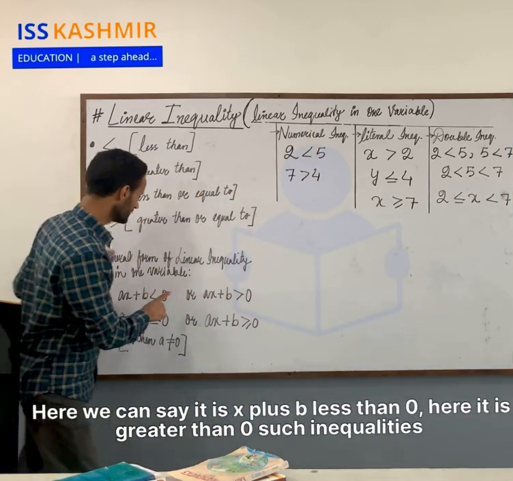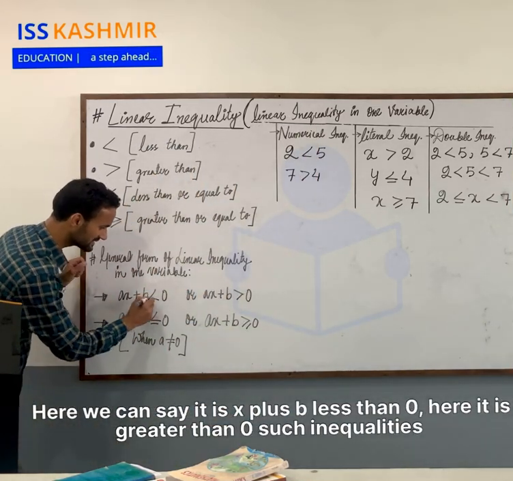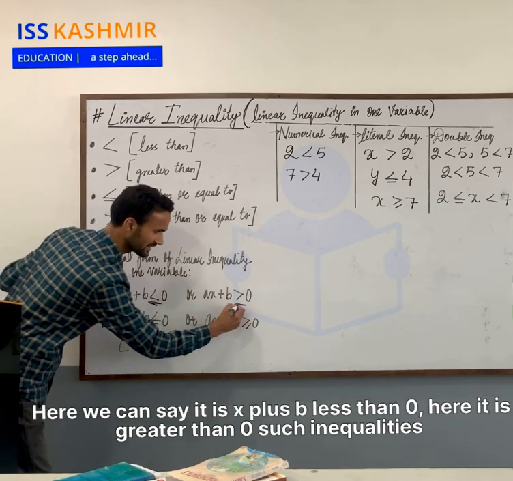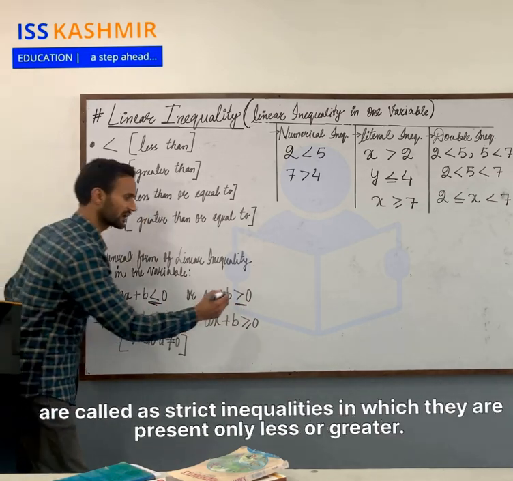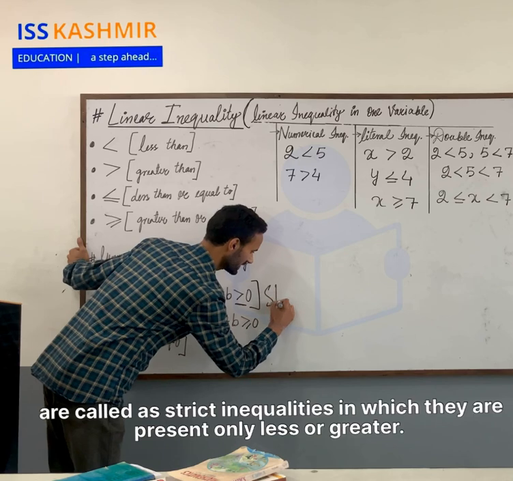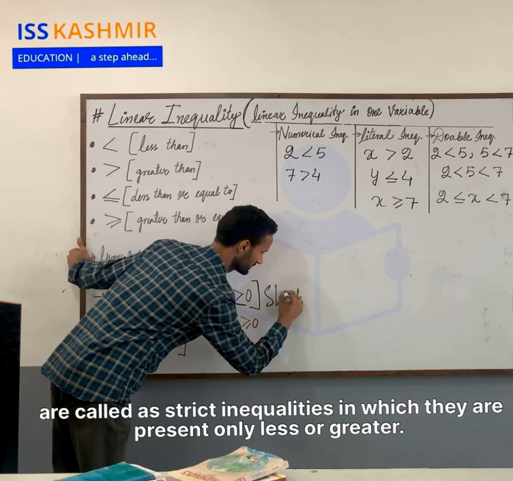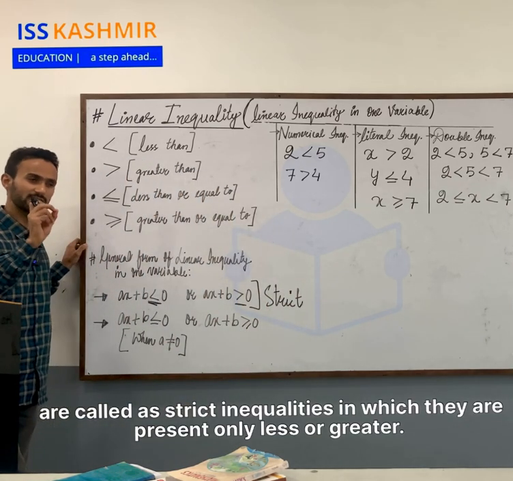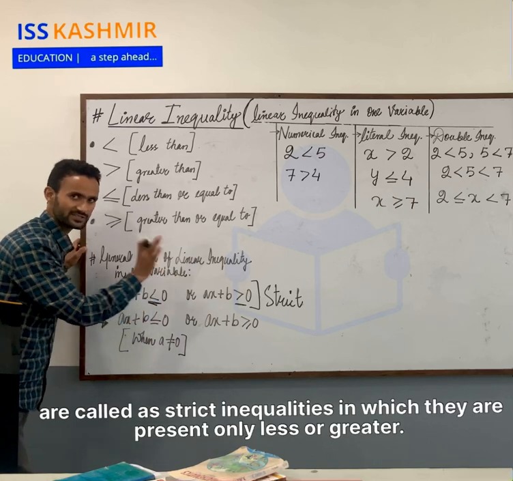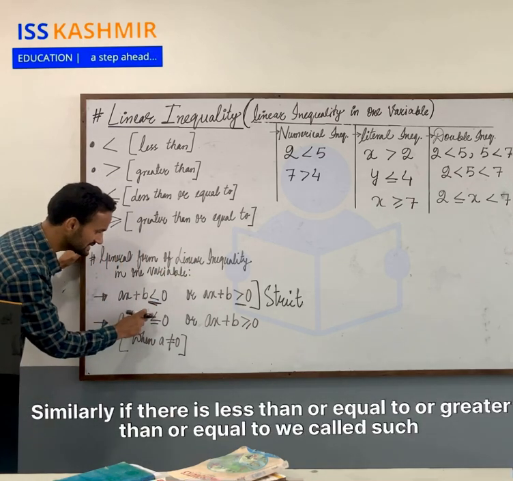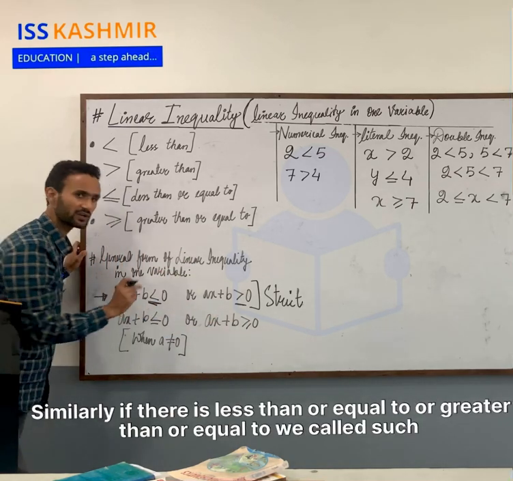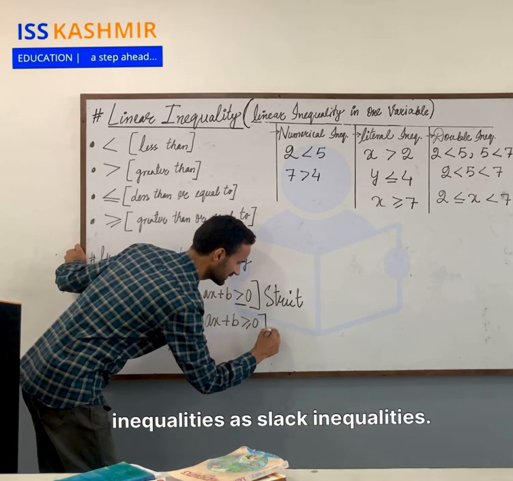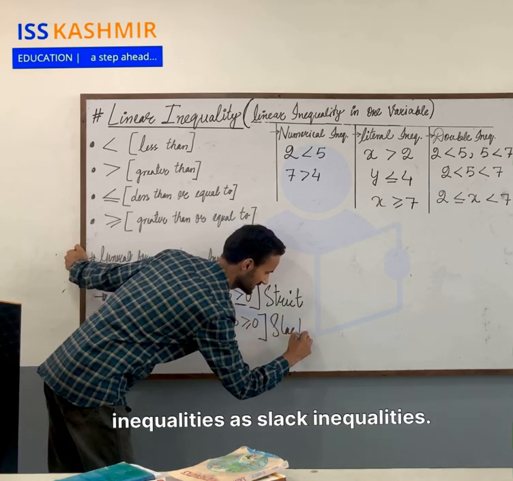Here, inequalities are also categorized on the basis of the sign present. Here we can see it is ax plus b less than 0, here it is greater than 0. Such inequalities are called strict inequalities, in which there is present only less than or greater than. Similarly, if there is less than or equal to or greater than or equal to, we call such inequalities slack inequalities.